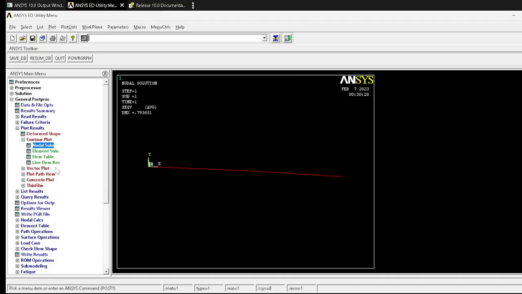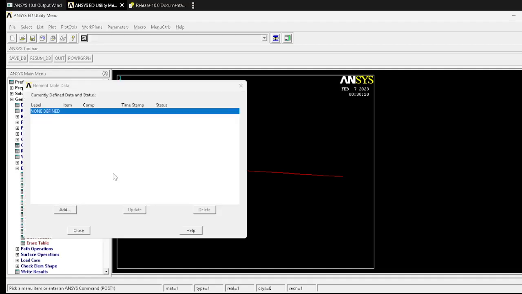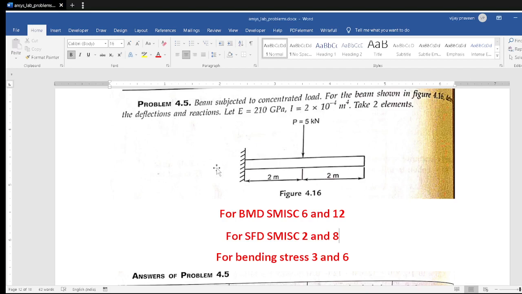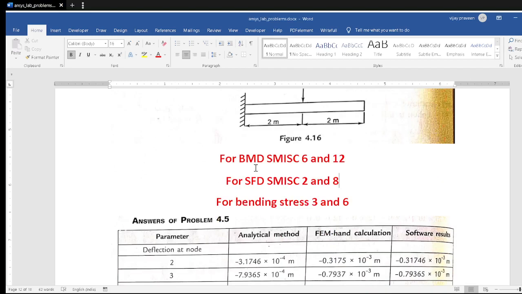Okay, so for this we need to create an element table. For that element table, the thing is very important. You can check out here, for BMD we need to create a table with two combinations. So we are taking two combinations for I node and J node, that is BMD, by sequence number SMIC 6 and 12. For SFD diagram, SMIC 2 and 8 combination. For stresses 3 and 6.